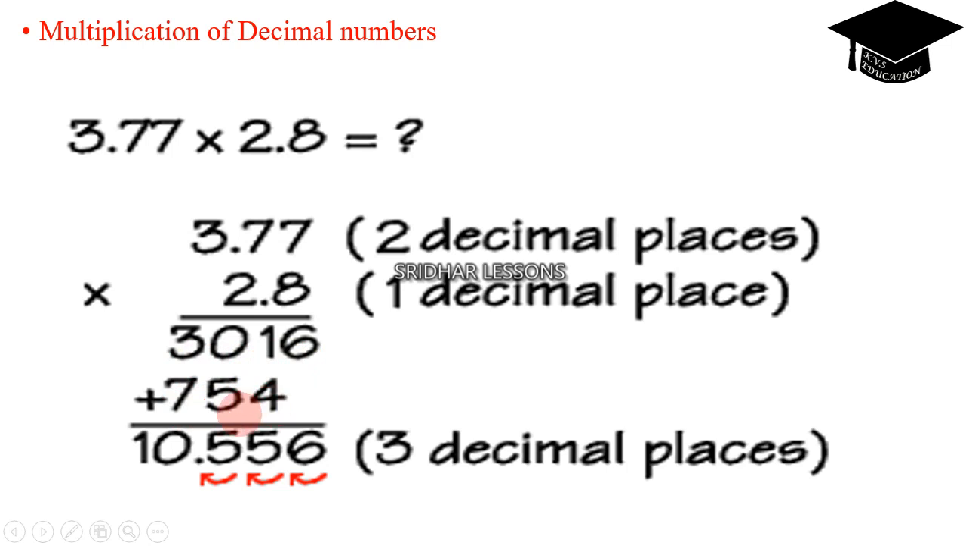Okay. And we have to go for 2 plus 1, that is after 3 numbers we have to put the decimal, because this has 2 decimal places as well as this has 1 decimal place. So 10.556, that is 3 decimal places.